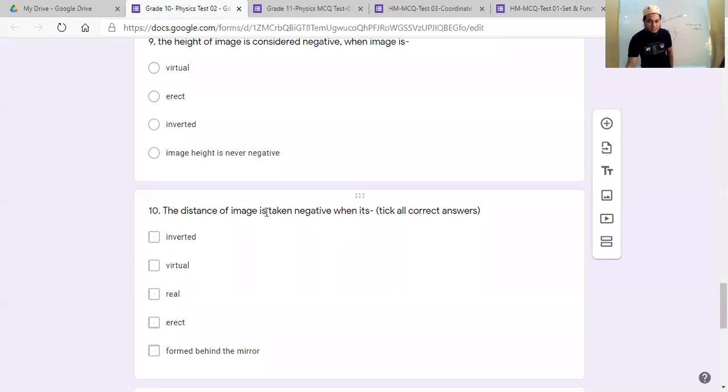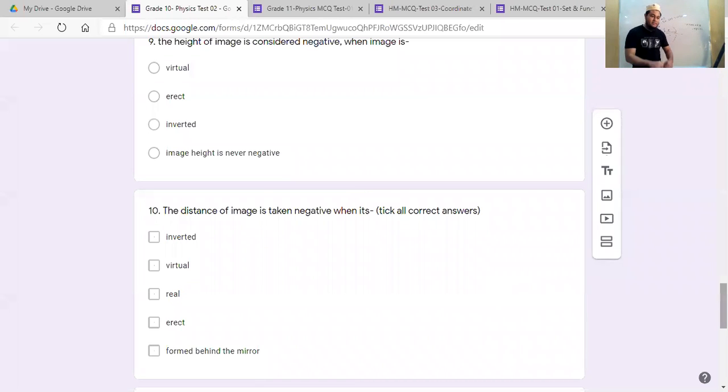Okay, so the distance of image is taken negative when it is virtual, and whenever it is virtual it is erect. So we have to mark virtual and erect. Here you can see virtual is there and erect is there. Also, you have to mark formed behind the mirror. This is also true. Why? Because virtual images are formed behind the mirror and real images are formed in front of the mirror. Understood? Yes, sir. Okay, so you need to get these things very clear.